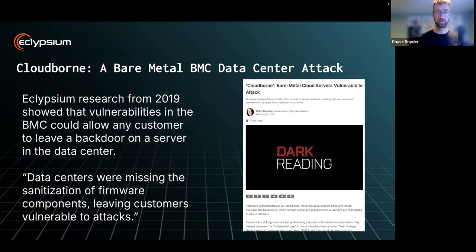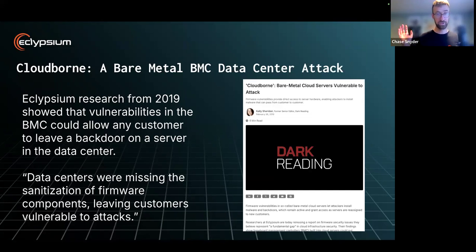And something that was noted in the research at the time is that data centers were missing the sanitization of firmware components, leaving customers vulnerable to attack. And what that means is that the shared resources, the hardware that gets used by different customers over time in the cloud provider's data center, was not getting totally sanitized and restored to a secure state between customers. So one customer would say, hey, I need some cloud resources for whatever purpose. They'd use it for a little while. They'd change their configurations. They're doing this on a bare metal basis, so they have deep access to how that hardware is set up and configured.